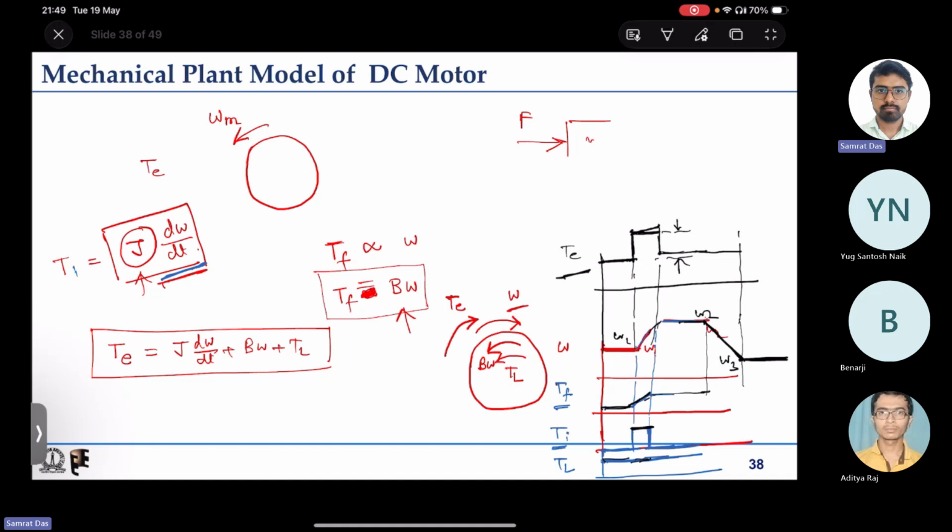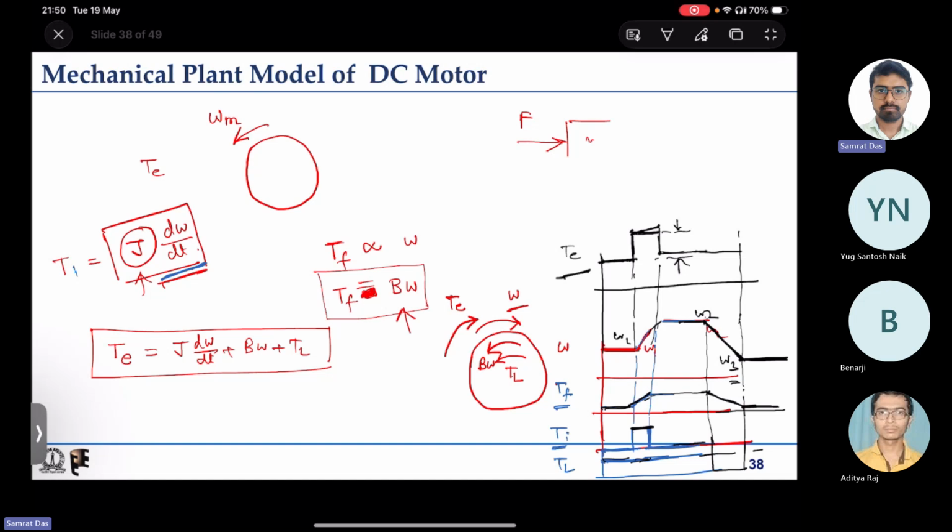In this duration, because speed is falling, the frictional torque required will also fall, and that will fall to a value lower than the initial value, because omega 3 is lower than omega 2. So it will come down like this. The inertial torque will now become negative, and load torque, say, remains the same.